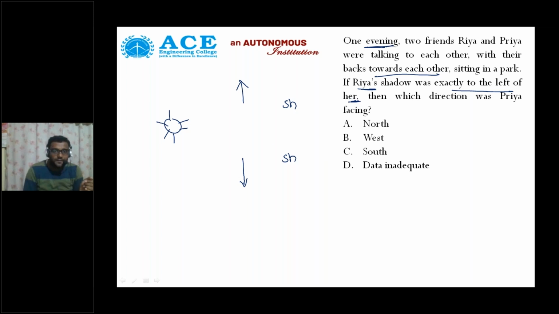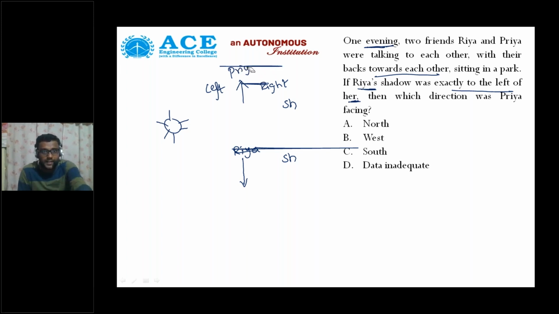Now suppose Ria is here, left is this, right is this. If Ria is here, the shadow is to her right. It's wrong. So Ria must be here, and Priya must be here. Because when you are facing towards south, this is the right side and this is the left side. So right and left will be different when you are facing north and when you are facing south.